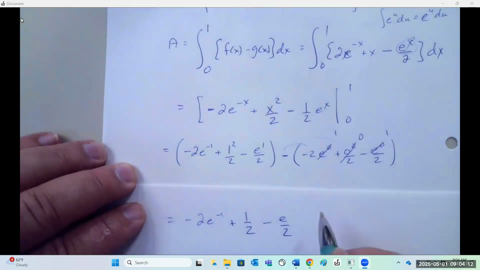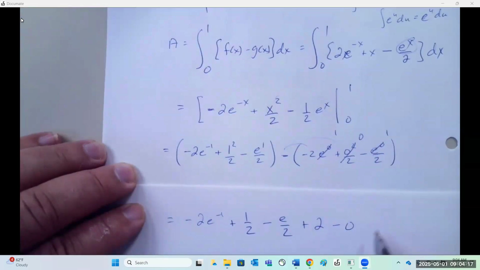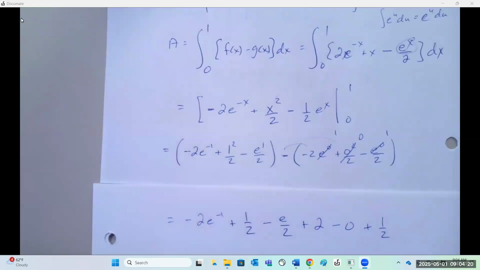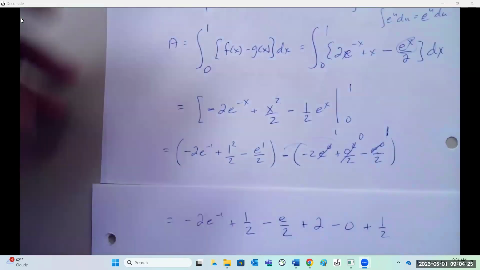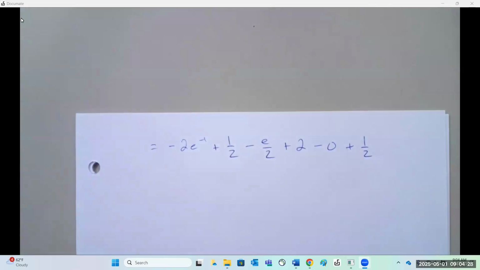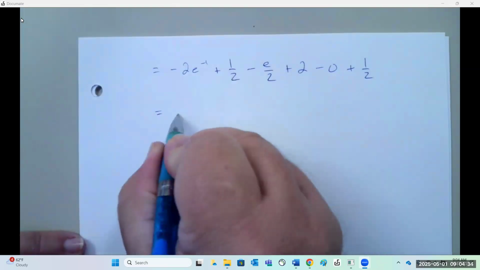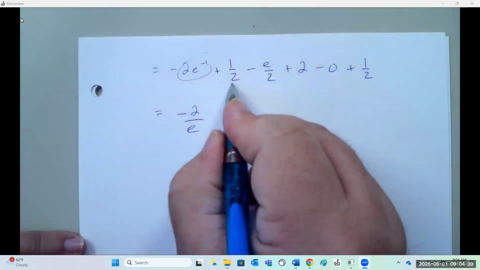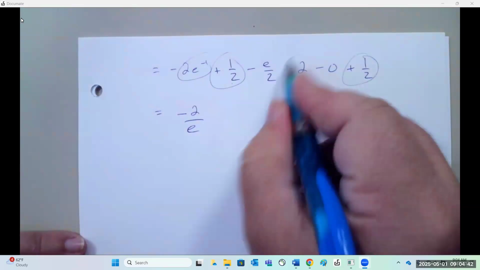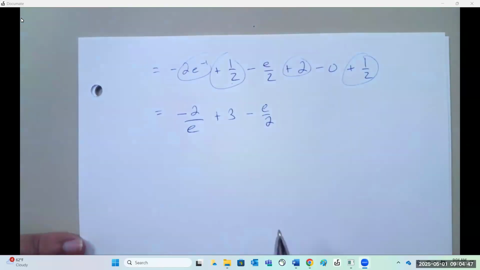Distribute that. So it goes plus 2 minus 0 plus 1/2. Because that is 0, this becomes 1. So we got negative 2e over e, that's this one. 1/2 plus 1/2 is 1, plus 2 is 3, minus e over 2. There's your answer.